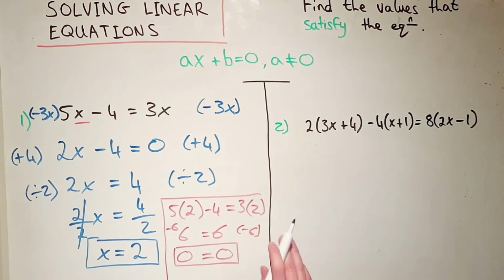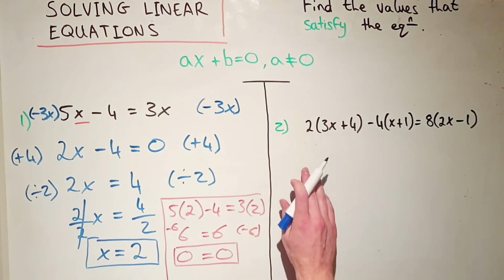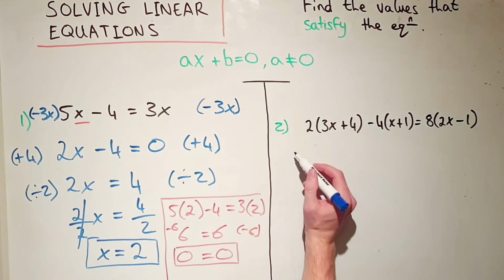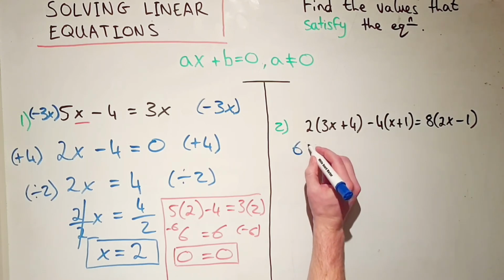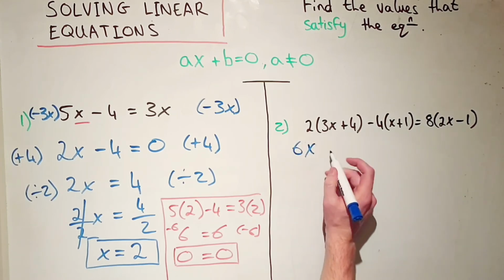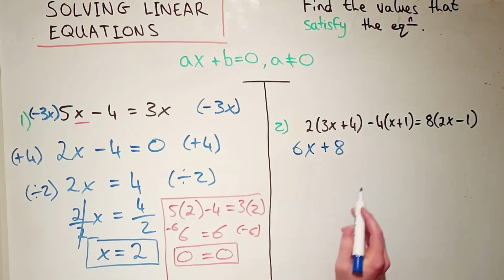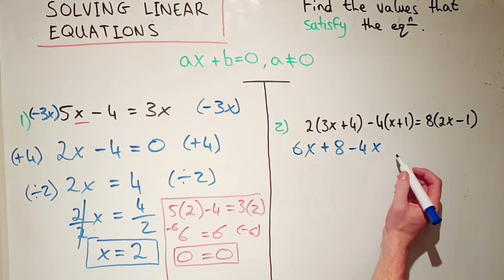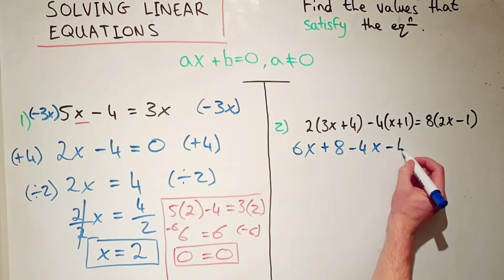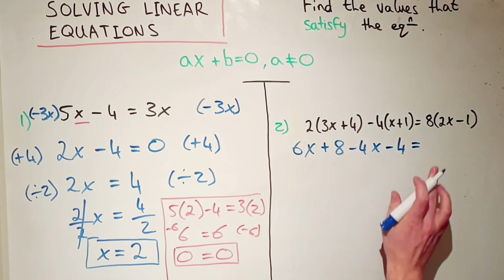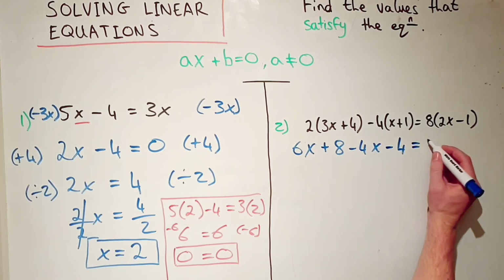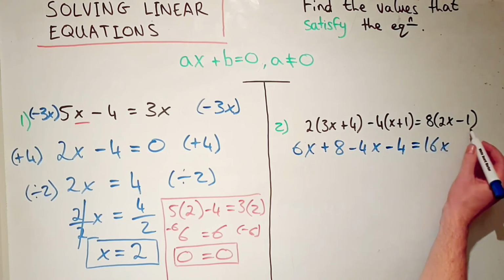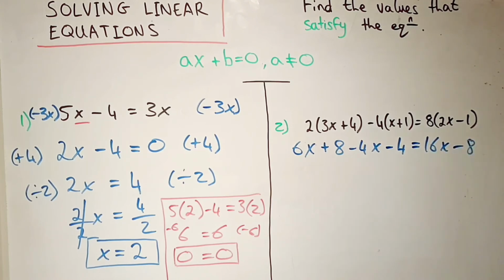So going off the assumption that you're okay with that, we have 2 by 3, so that's going to be 6x, 2 by 4 is +8, -4 by x is -4x, -4 by +1 is -4, and that's equal to 8 by 2x, which is 16x, 8 by -1 is -8. Okay, so there's a lot of stuff going on here.